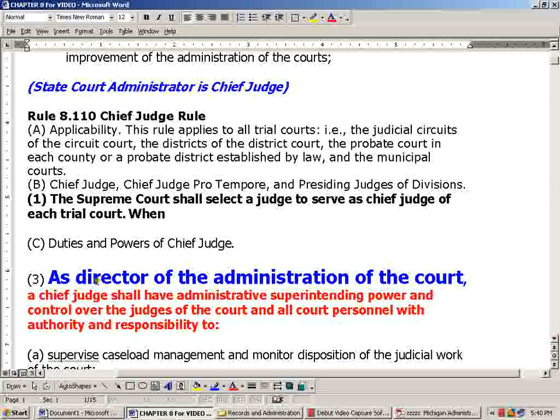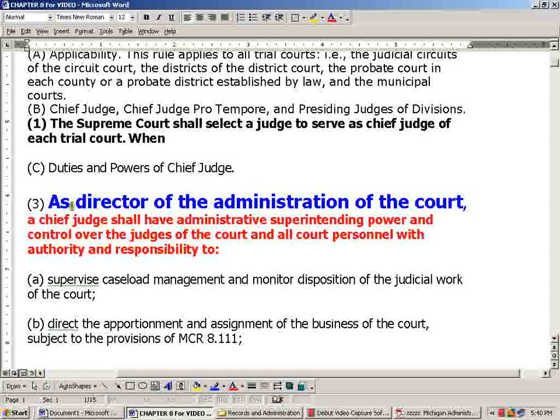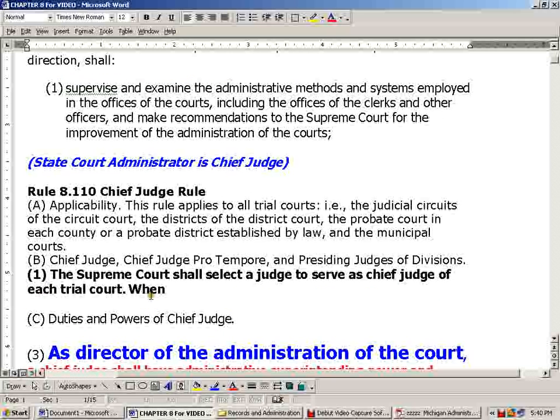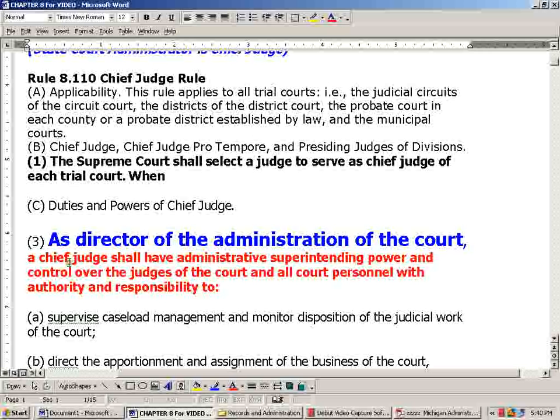As Director of Administration of the Court, right? This is Chief Judge Rule 8.110. The Supreme Court shall select a judge to serve as Chief Judge of each trial court. And then the duties. As Director of Administration of the Court, the Chief Judge would be the court's administrator. A Chief Judge shall have administrative superintending power and control over the judges of the court and all court personnel with authority and responsibility to, and this is why you can write them a complaint about what's happening in the court. They have superintending control.